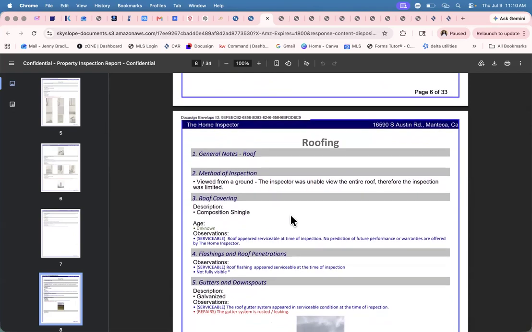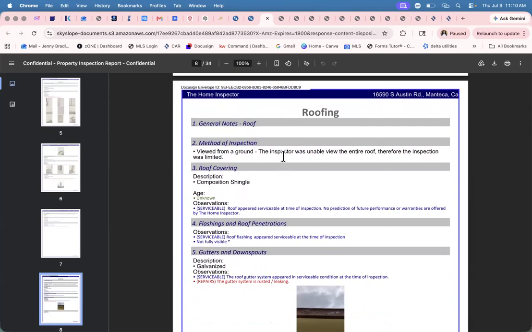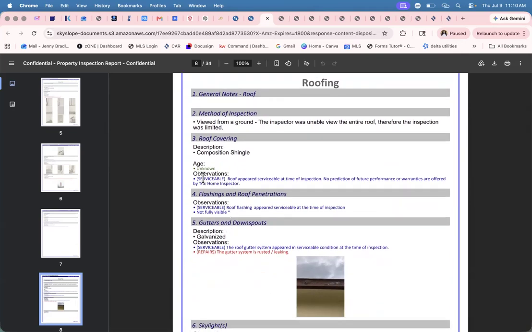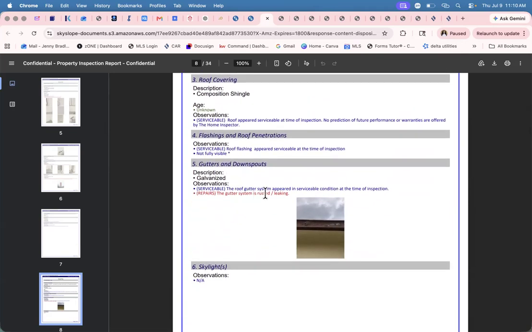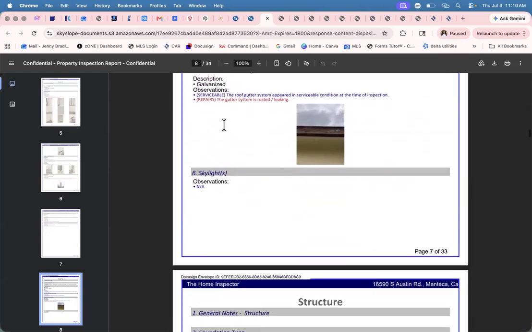Can you guys see the report? Yes. Okay, I just want to make sure. All right, roof. So everything looks pretty good. The gutter system is rusted and leaking. Okay. But everything looked good.